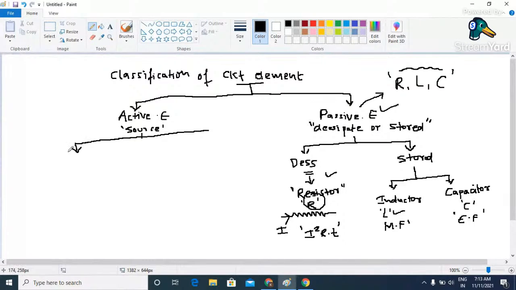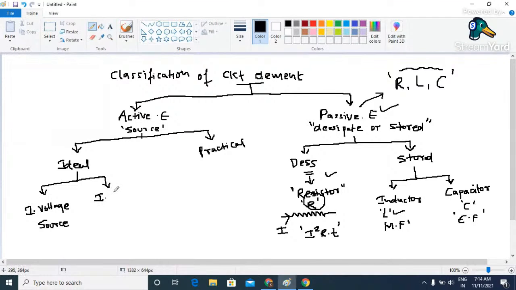First one is called ideal active element, and second one is called practical active element. Now under the category of ideal, again we have two more bifurcations. First one is called ideal voltage source, and here we have ideal current source. In the same way, under the domain of practical, again we have two more bifurcations. First one is called practical voltage source, and second one is called practical current source.